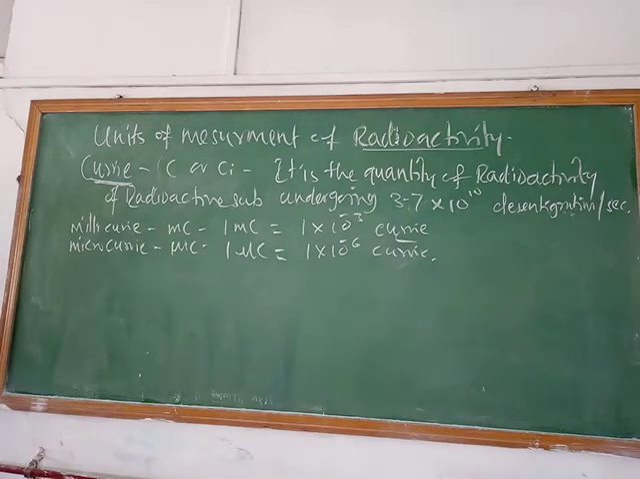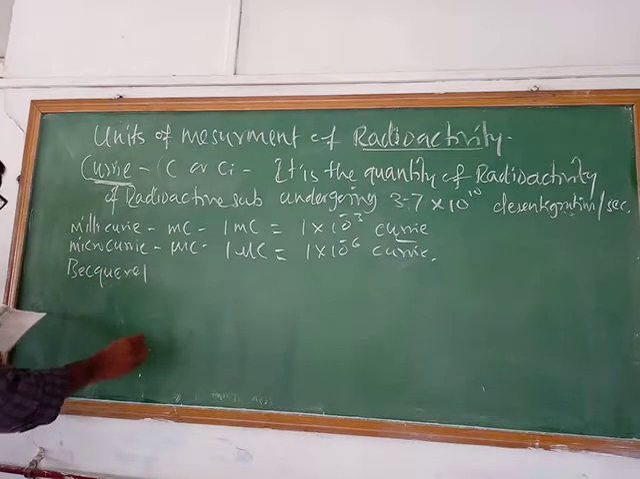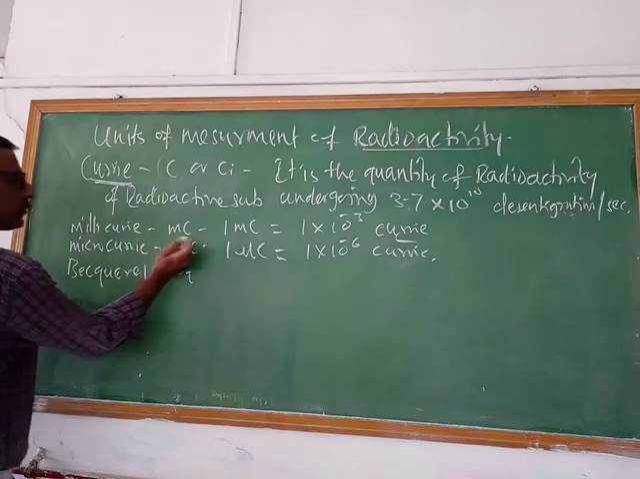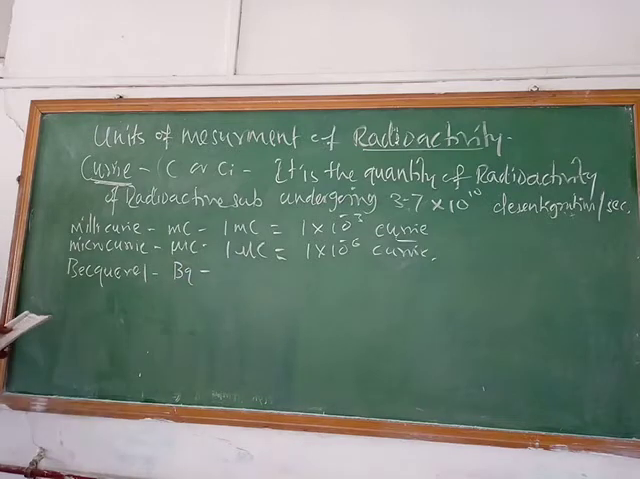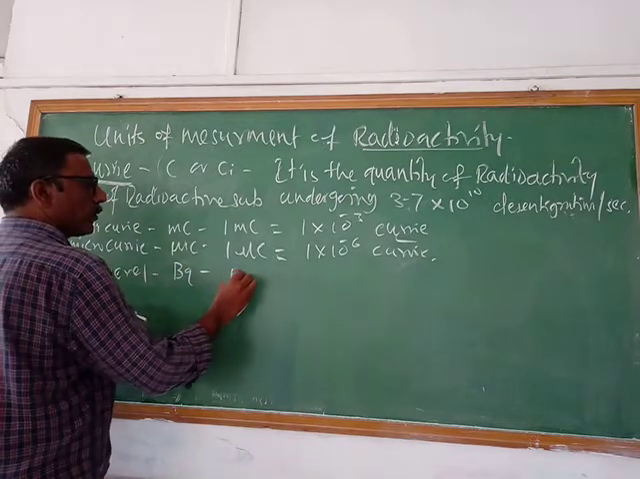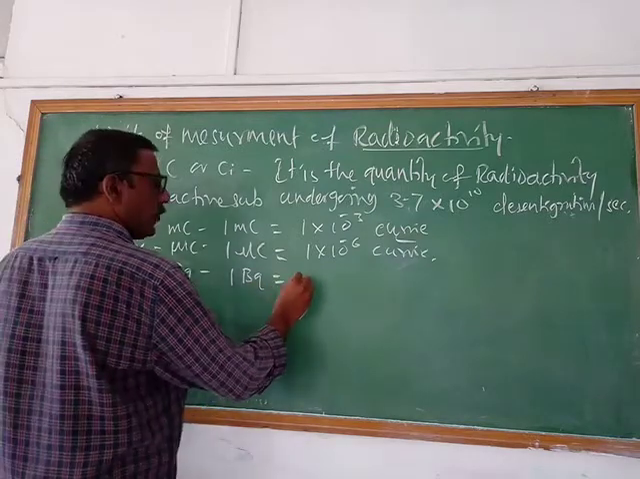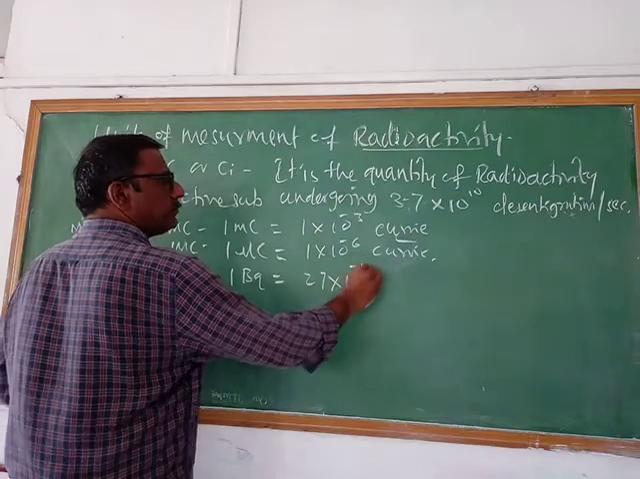Then becquerel, one more unit, spelled B-E-C-Q-U-E-R-E-L, becquerel. That's denoted by Bq. One Bq is equal to 2.7 into 10 raised to minus 11 curie.